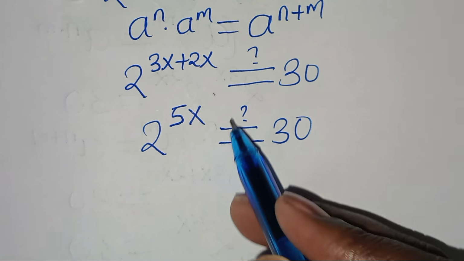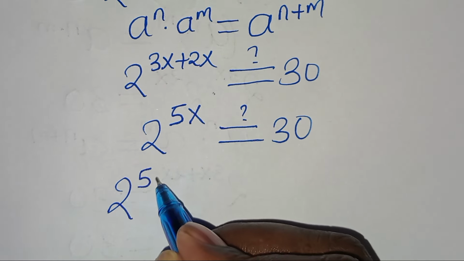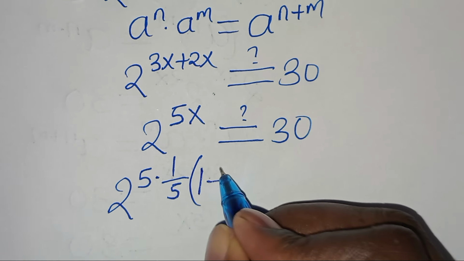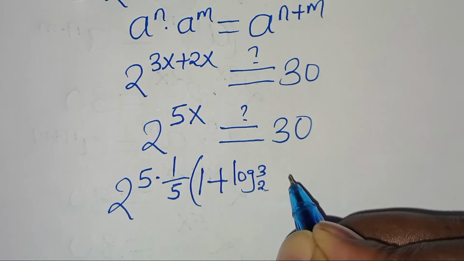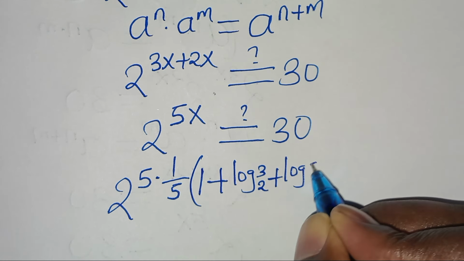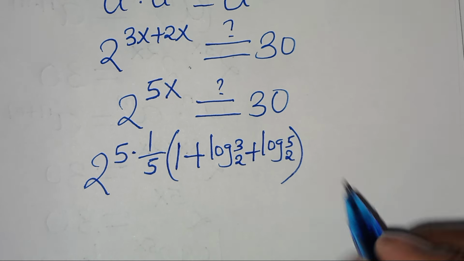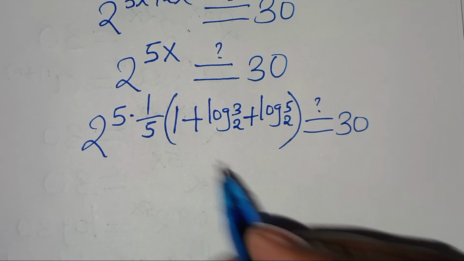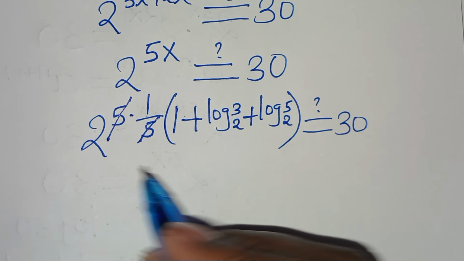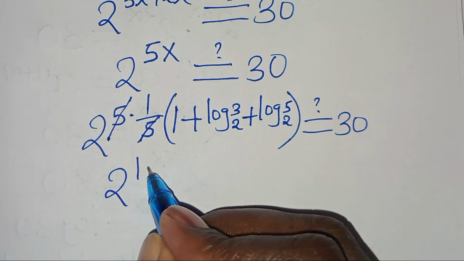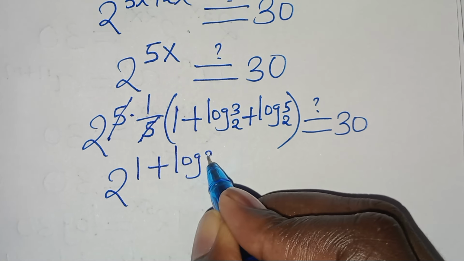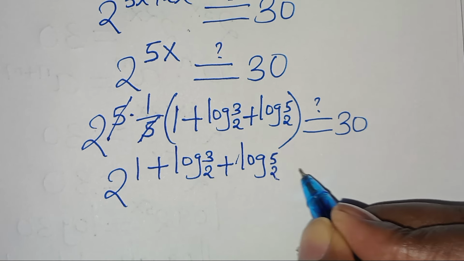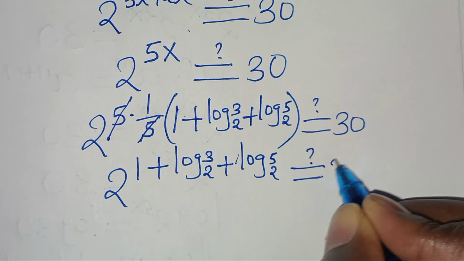So let's substitute the value of x so that we have 2 to the power of 5 times x, which is 1 over 5, in the parentheses, 1 plus log 3 to base 2, then plus log 5 to base 2. This should give us a value of 30. So we can simplify here 5 and 5 so that we have 2 to the power of 1 plus log 3 to base 2, then plus log 5 to base 2. This is supposed to give us a value of 30.